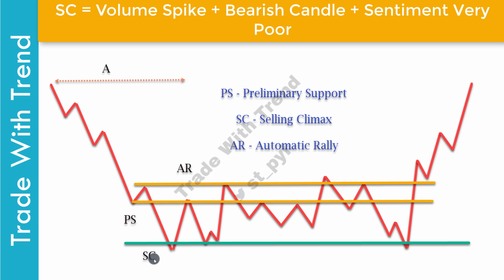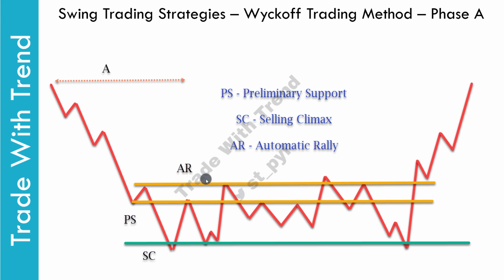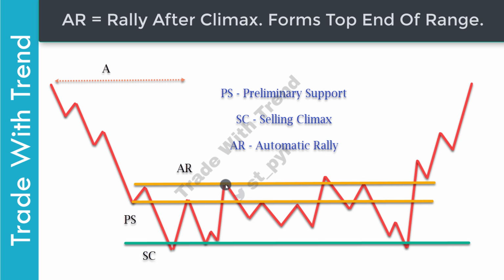So this day typically gives a feeling of more selling to come in the near future, and sentiment is clearly negative on such days. So the third sign of the down move ending comes with an automatic rally, that is marked as AR, which is this point of a range.